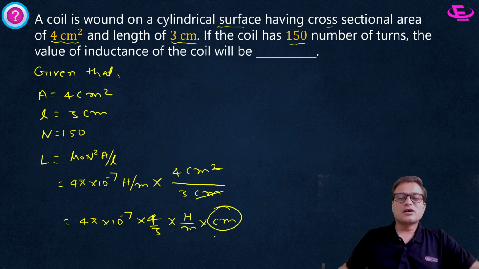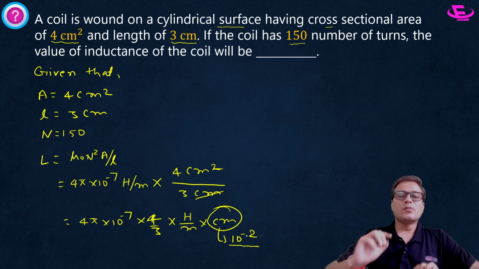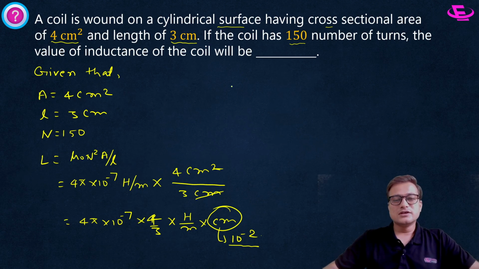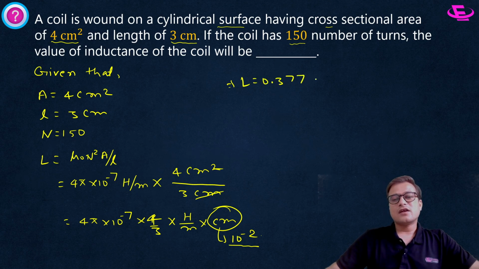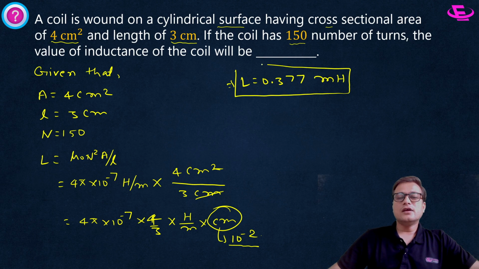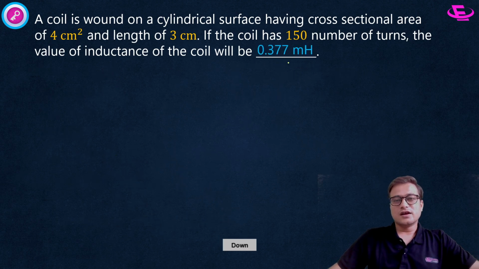Now what is the meaning of centimeter? For centimeter you will have to convert into 10 to the power minus 2, so you will have to multiply by 10 to the power minus 2. So from here L is coming 0.377 millihenry, that is 0.377 into 10 to the power minus 3 Henry. This will be the value of inductance of this inductor.